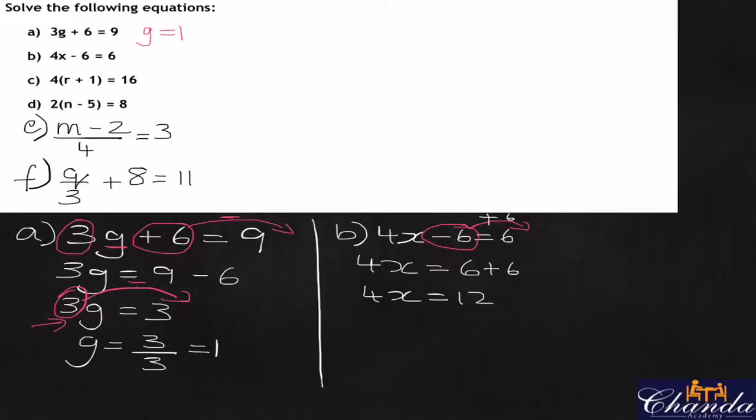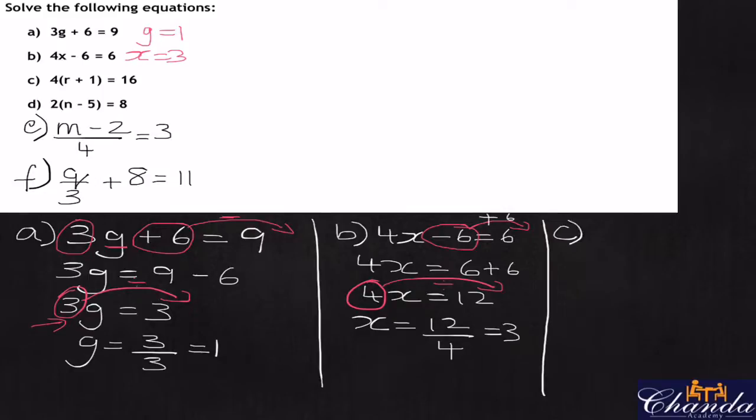Then the next step that you have to take is taking the 4 over to the other side, and obviously it becomes a division because it's a multiplication on the left hand side. So on the right hand side it would be a division. So that turns it into x is equal to 12 divided by 4. And 12 divided by 4 is simply 3. So the solution to 4x minus 6 equals 6 is x equal 3. Alrighty, now moving into part C.